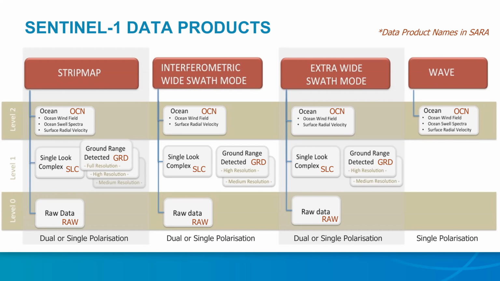And then up the top, you've got the level 2 products, which have undergone the largest amount of processing and are ready for analysis. These products are only available from the hub for ocean data, but you can produce useful level 2 SAR products from ground range detected data using certain software packages.